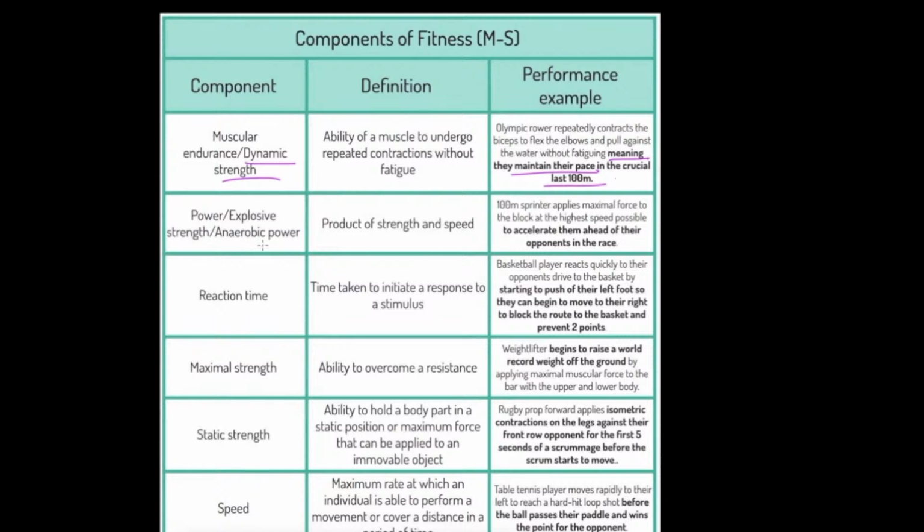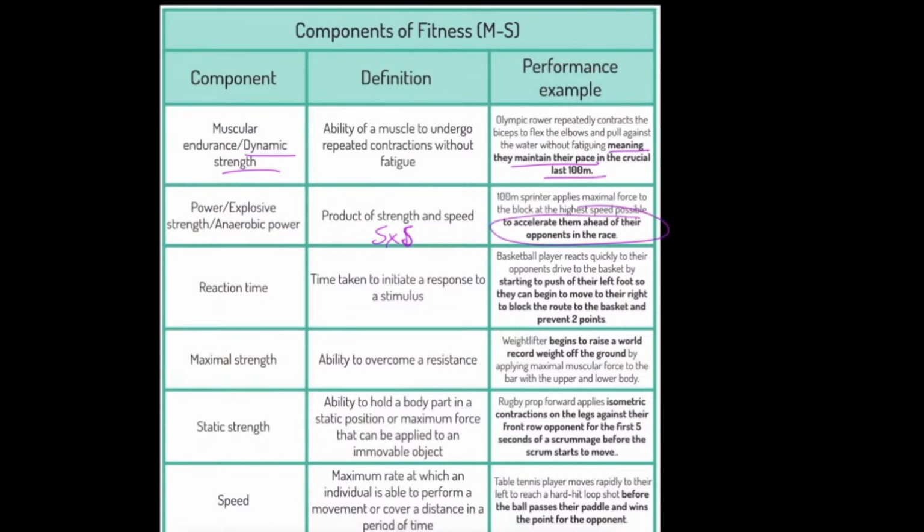Power or explosive strength or anaerobic power. It's strength times speed. I'll just put that in there. Strength times speed. 100-meter sprinter applies maximal force to the block at the highest speed possible to accelerate them ahead of their opponents. So look at that effect of this particular component of fitness.